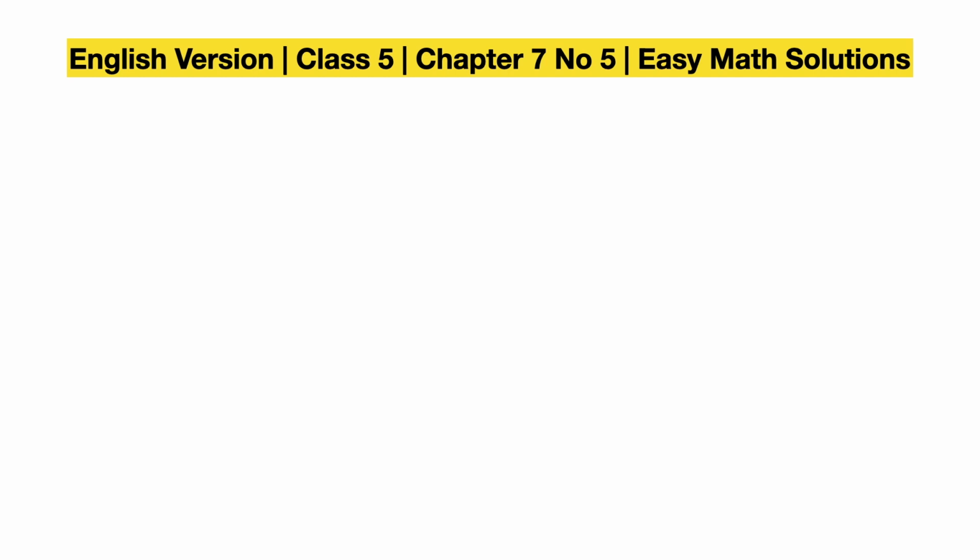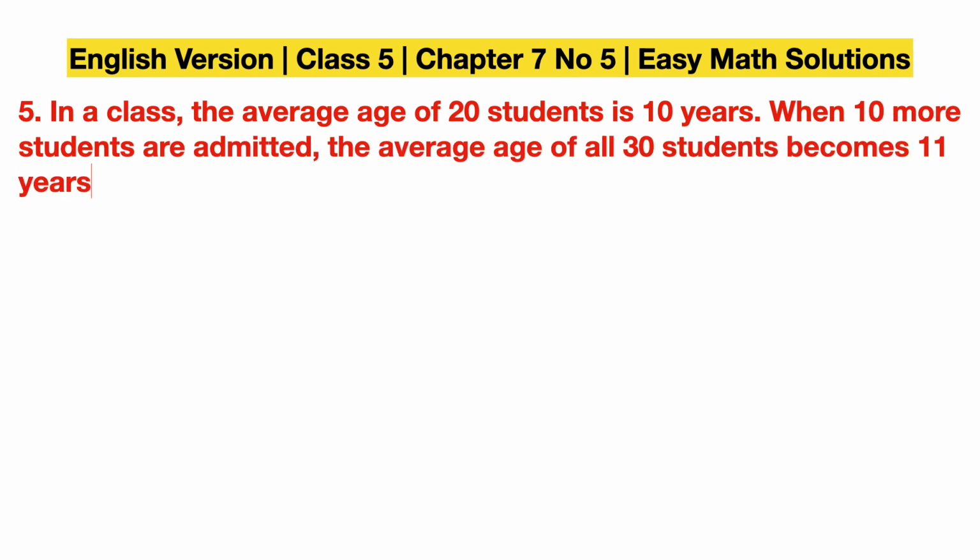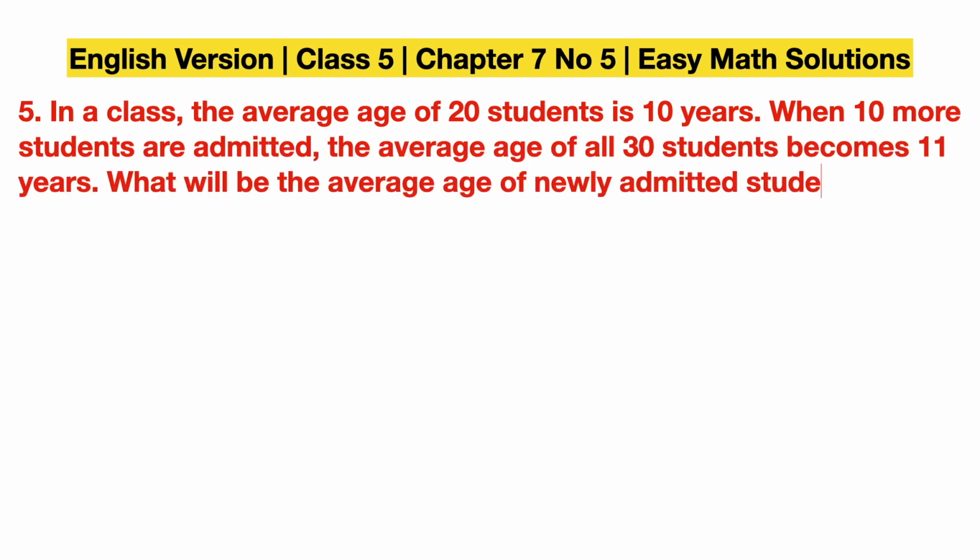English version, class 5, chapter 7, number 5. In a class, the average age of 20 students is 10 years. When 10 more students are admitted, the average age of 30 students becomes 11 years. What will be the average age of the newly admitted students?